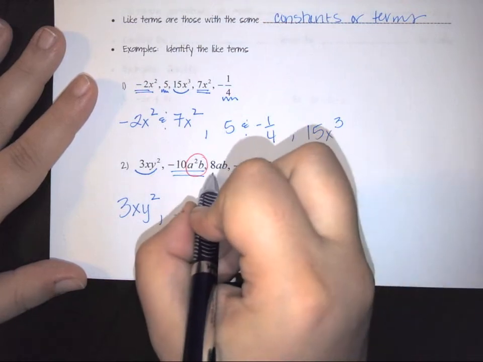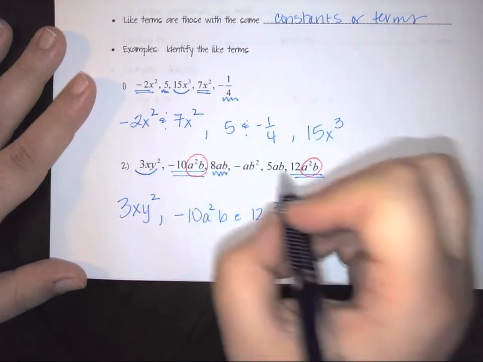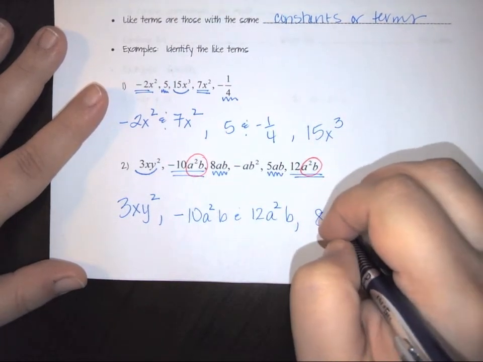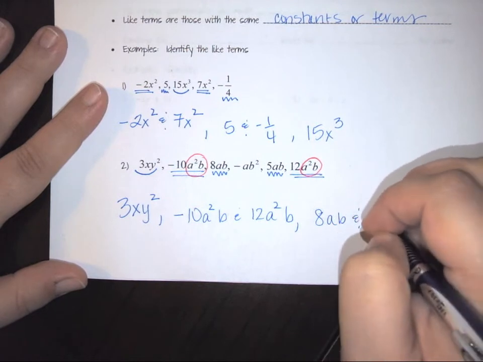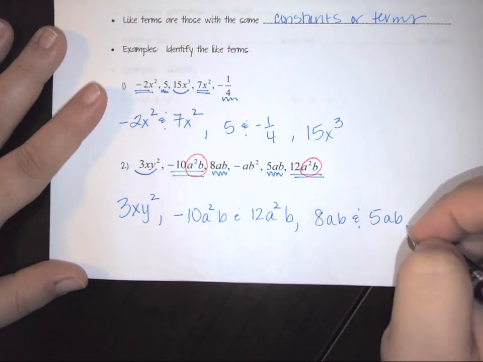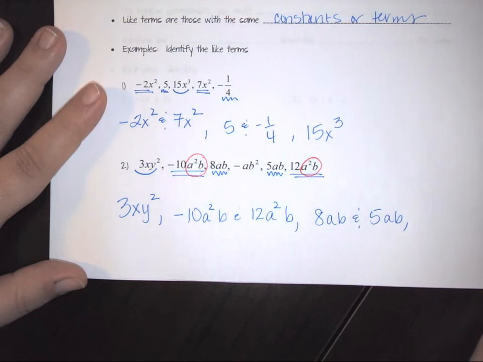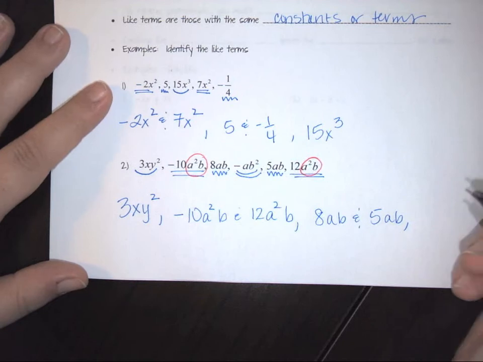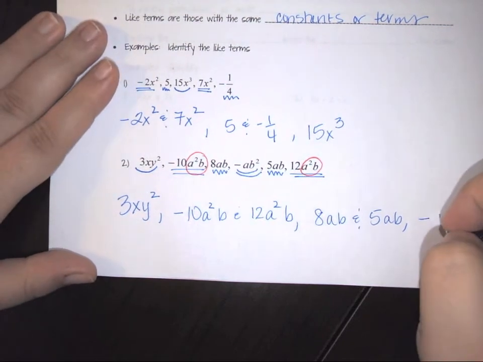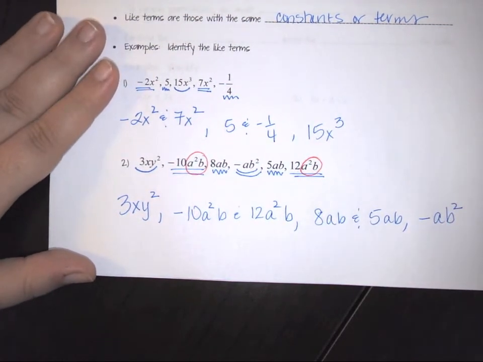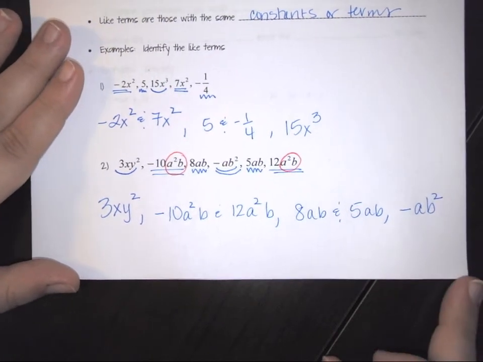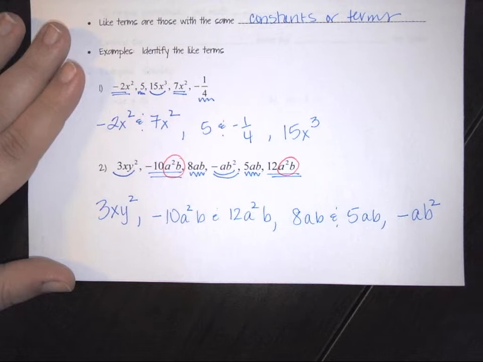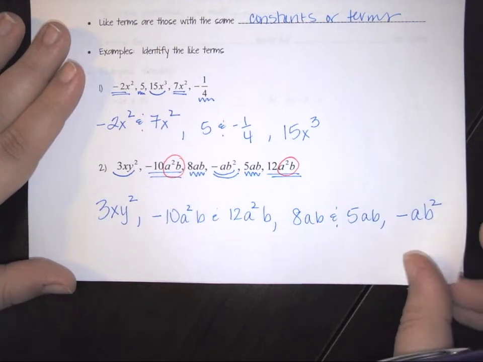The next thing I have is this ab part, and here's my second ab part. So I have 8ab and 5ab. The last thing that I have is negative ab squared. So negative ab squared. And those would be my like terms. So notice, I'm not looking at the coefficients, I am looking at the variable counterparts to be the same.